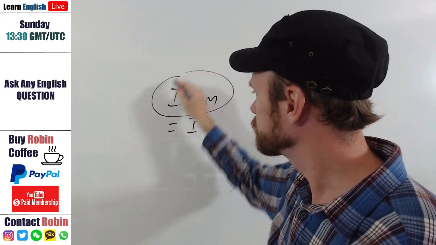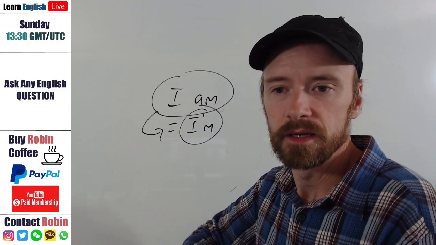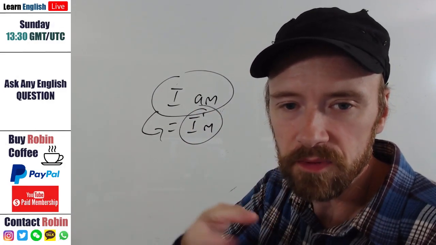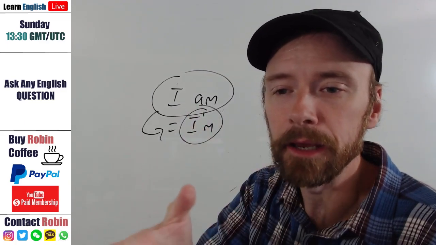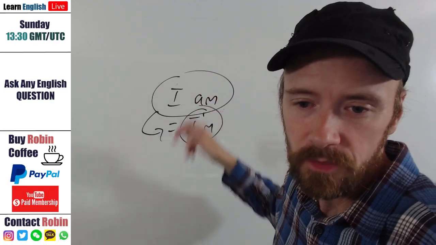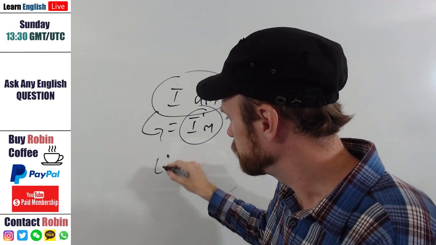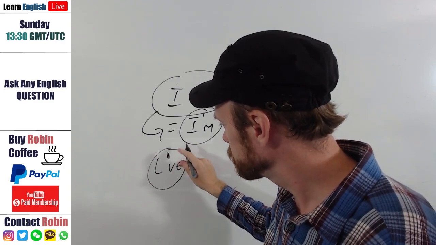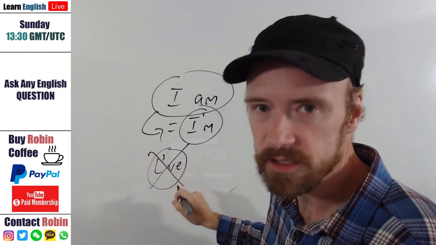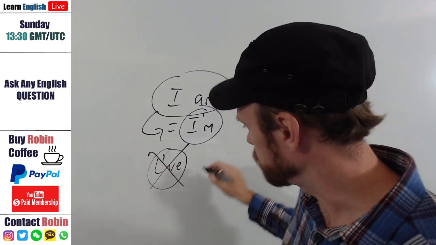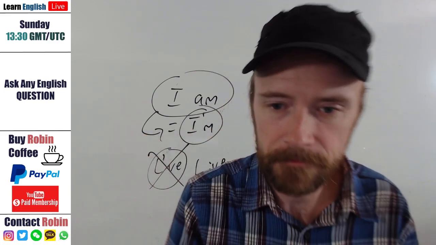I am, and this is called a contraction. So when people are speaking, we don't say I am, we're going to use I'm. It means the same thing. This doesn't exist in English. That's not in English. We have to say live. All right, so there's many contractions, Sammy.